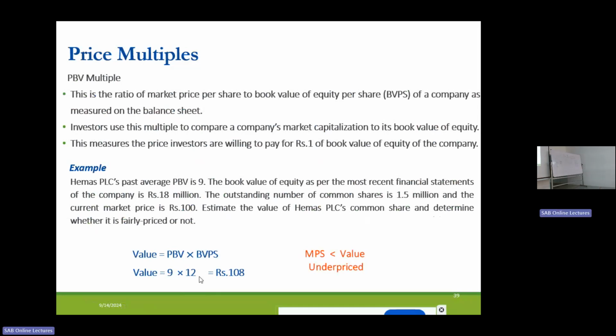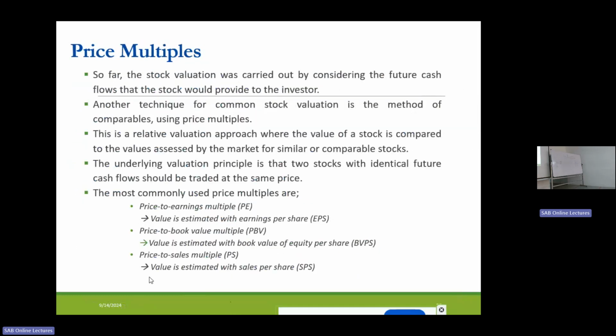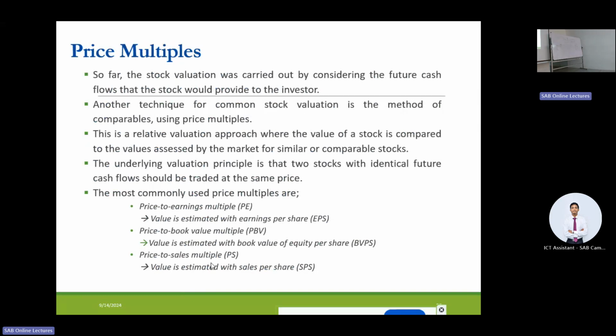So this is easy. This is book value based valuation, and you can also use the price to sales multiple. This is also one of the variables which are price based multiples. Price to earnings, price to book value per share, price to sales, price to whatever income statement based variables indicate.